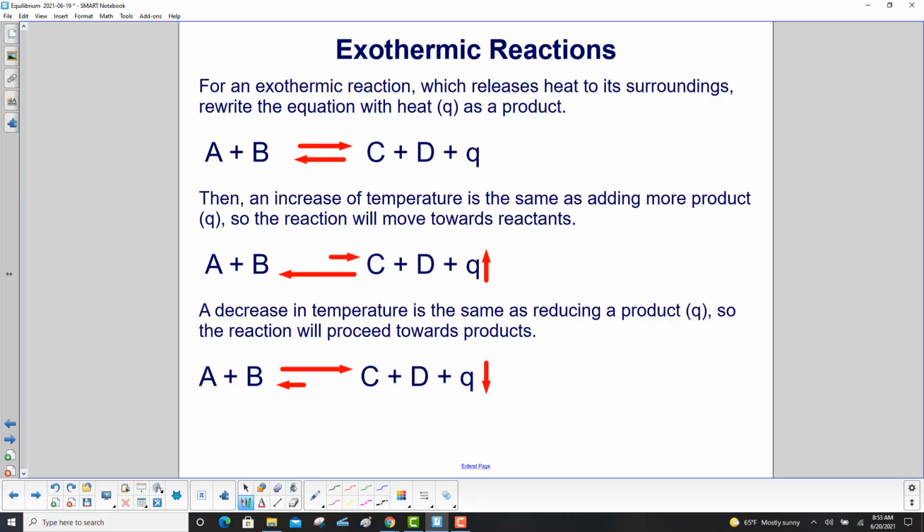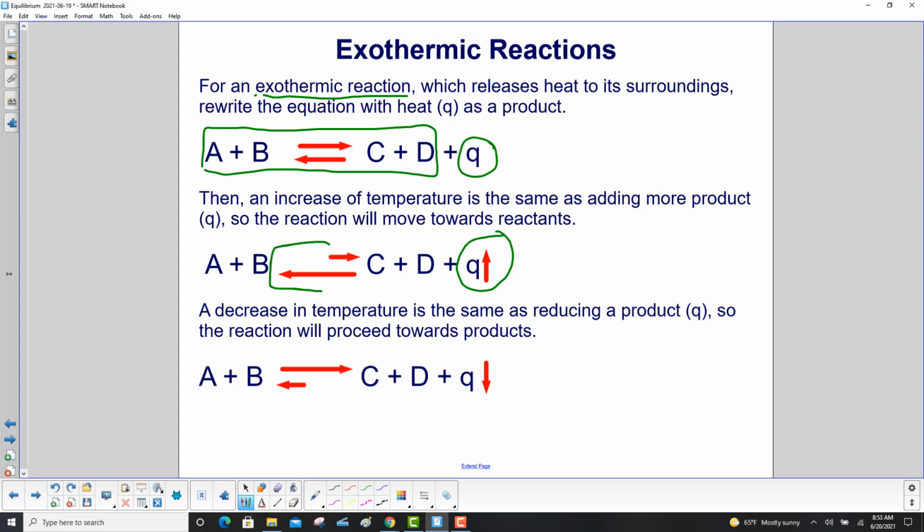So here's what we mean by considering Q as a product. We'll start with an exothermic reaction. It releases heat to its surroundings. So we're going to rewrite the equation, which started off just like this with the reactants and products. We're going to put Q on the right side. Now we're going to increase the temperature. That's the same as adding more product, treating Q as a product. So that will drive the reaction back towards the reactants.